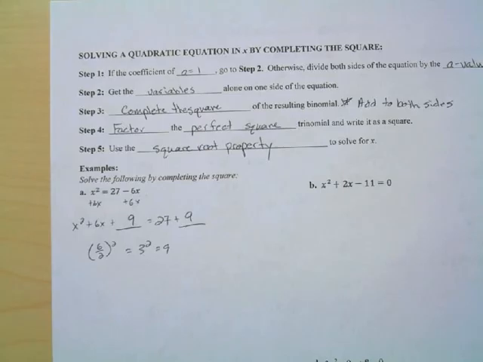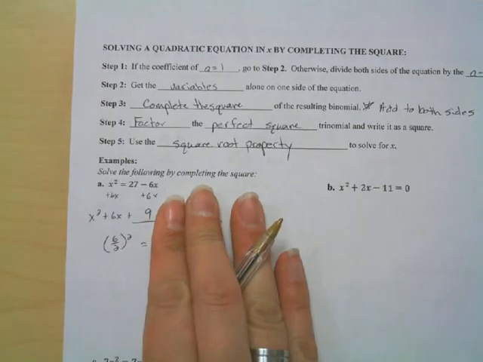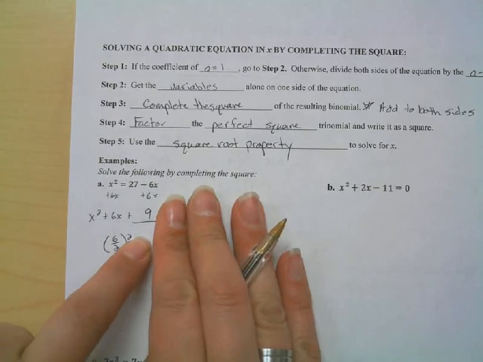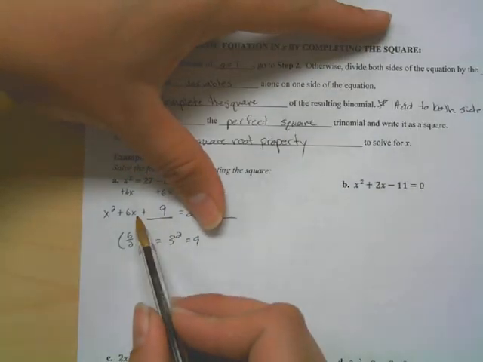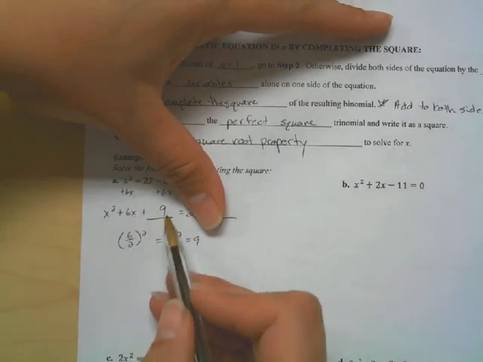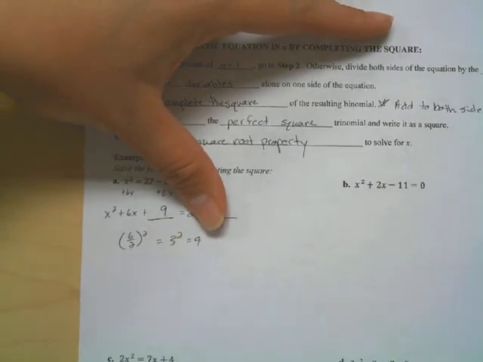Okay, so on the left-hand side now, I'm going to factor this. If you need to write target product, target sum, you are more than welcome to do that. Target product is 9, target sum is 6. Two numbers that multiply to 9 but add to 6 is going to be 3. But you really don't have to.